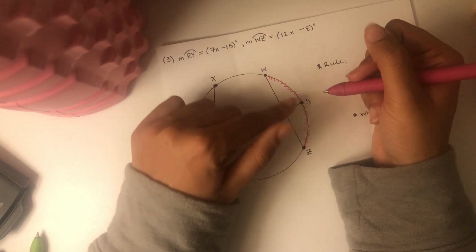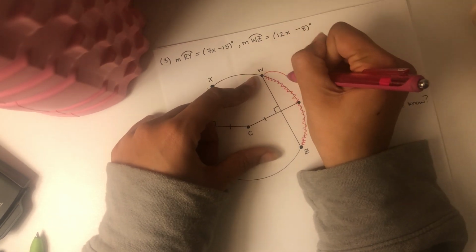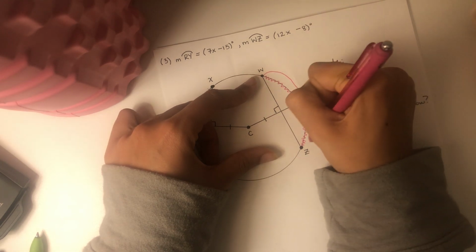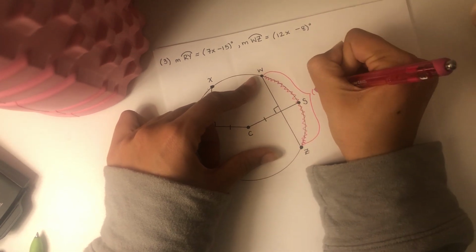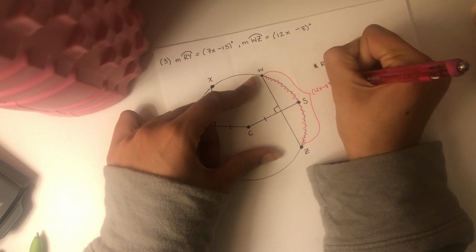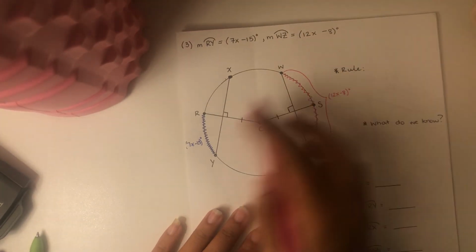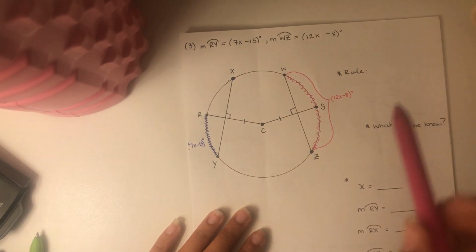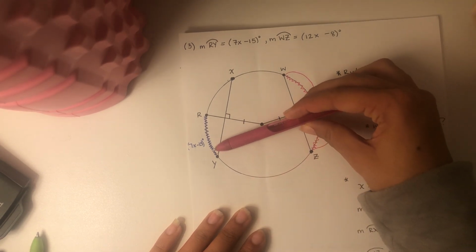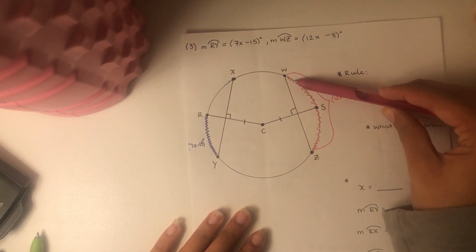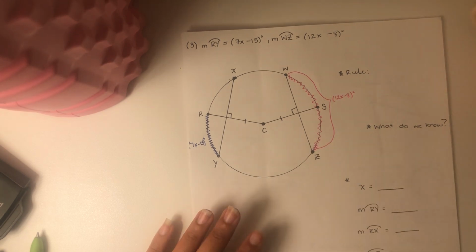So WZ is 12x minus 8. All I did was draw in my information. All right, so I have this part, and then this is a hole. So I have to think back to the rules I had.